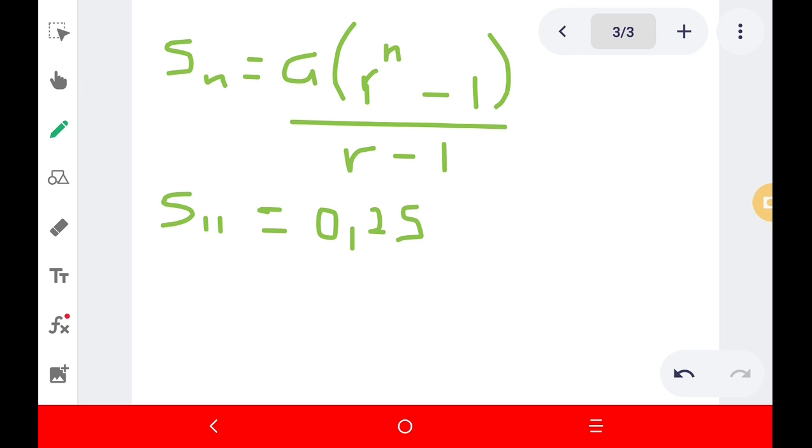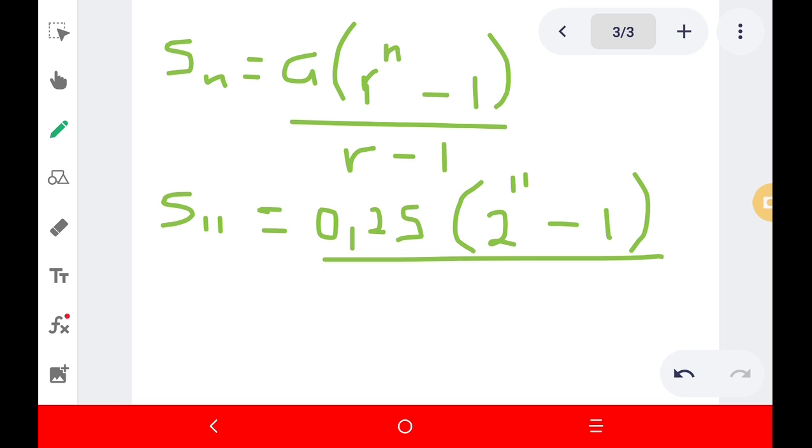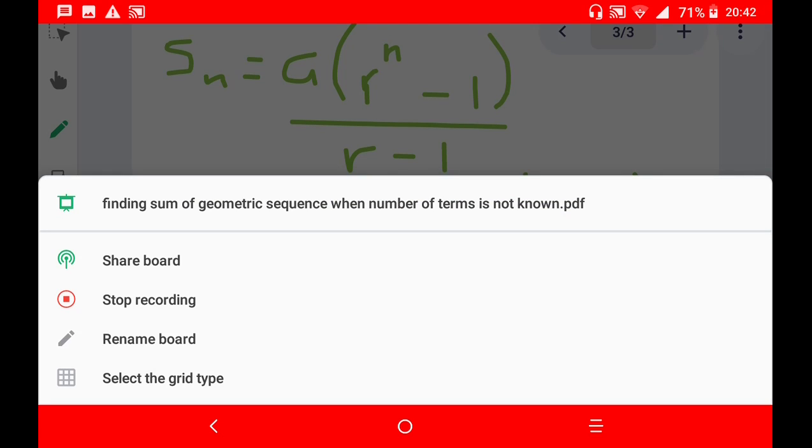0.25, open bracket, our r is 2, to the power of 11, everywhere we see n, minus 1, all over 2 minus 1. Now if we type the following in our calculator, we get an answer of 511.75, and that's how we calculate the sum of a geometric series if we don't know how many terms there are, but we're given the last term.